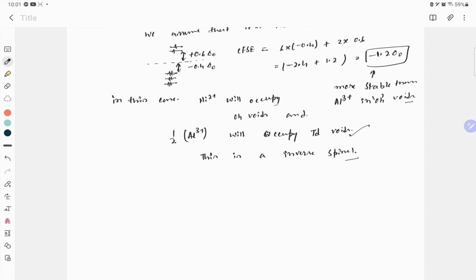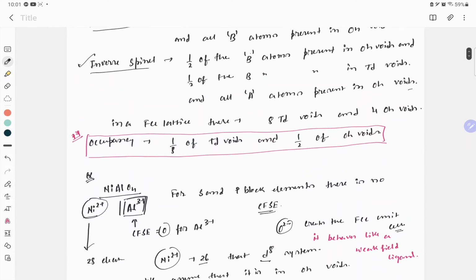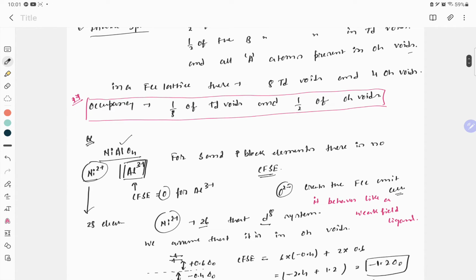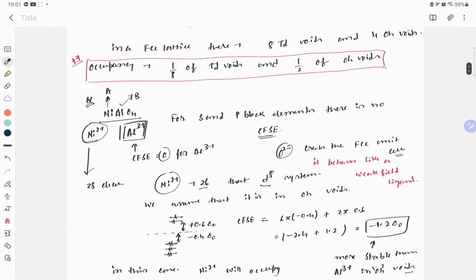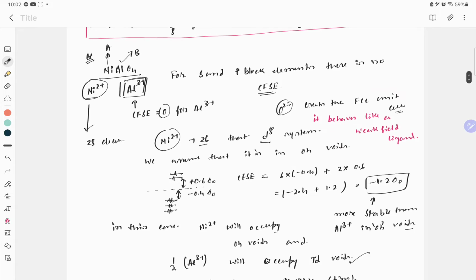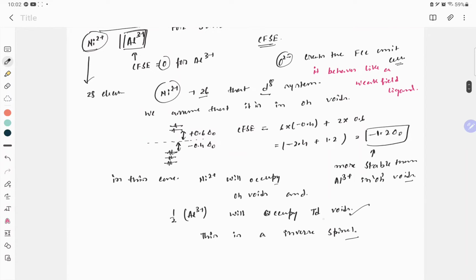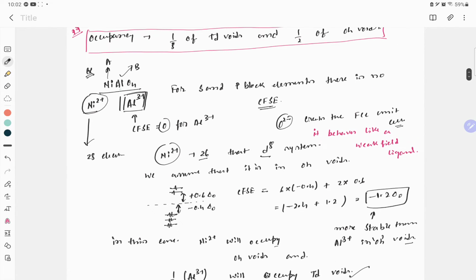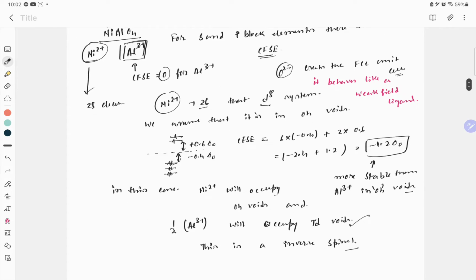We read that in an inverse spinel, half of the B atoms, here the Al, are present in tetrahedral voids, and all of the Ni2+ is present in octahedral voids. So it is an inverse spinel.